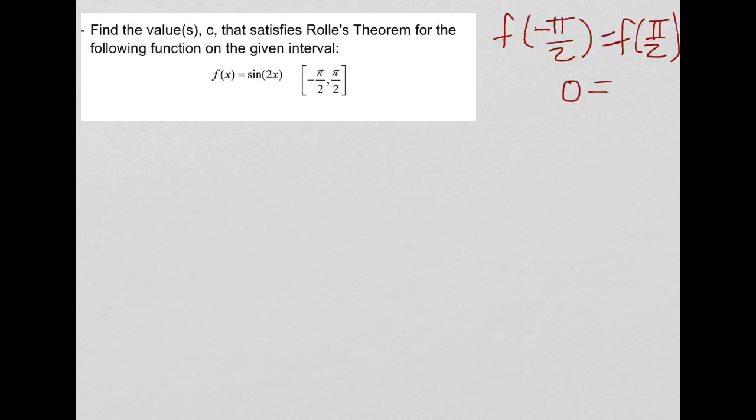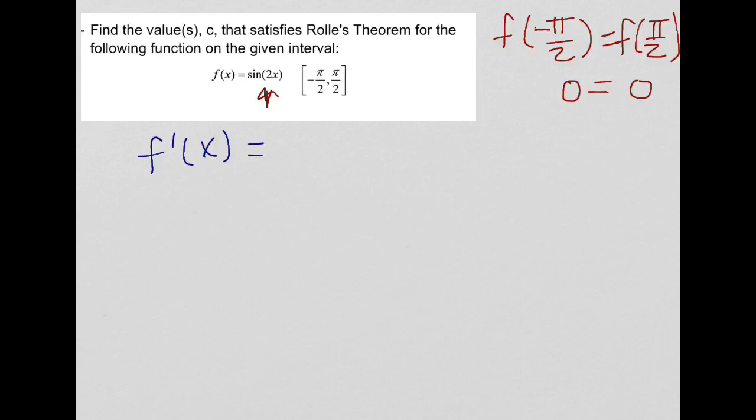And the value of the function at sine of pi would also be 0, because the 2's are going to cancel with the 2 that's in that equation. So it's continuous, it's differentiable, and they equal at the endpoint. So we can go ahead and find our c.